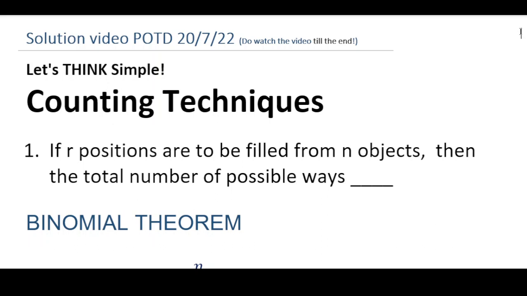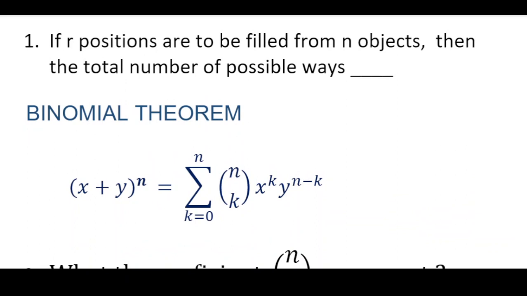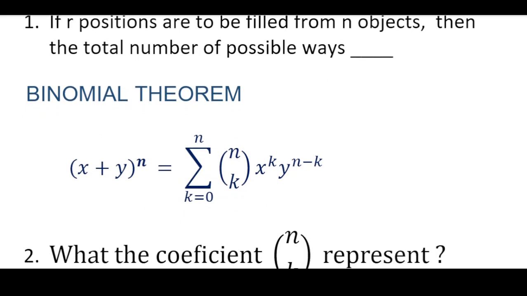In this video, we're going to discuss the solution of the problem of the day for 20th of July 2022. The problem is based on counting techniques. So first, let's quickly recall the total problems that were given. This was the first problem, which says that if our r positions are to be filled from n objects, then the total number of possible ways in which this can be done. Let's move forward.